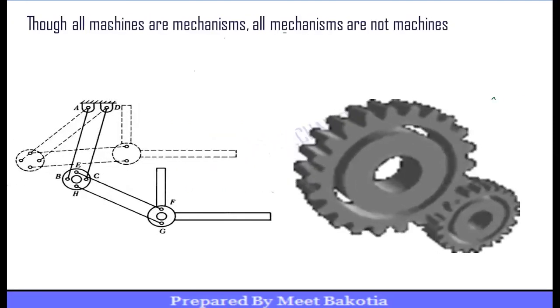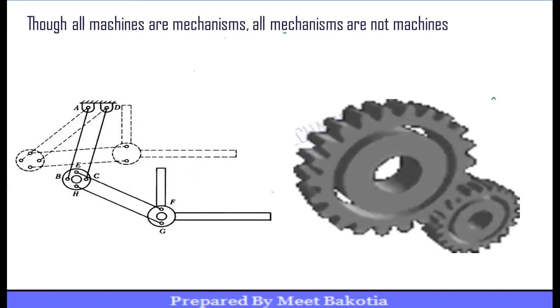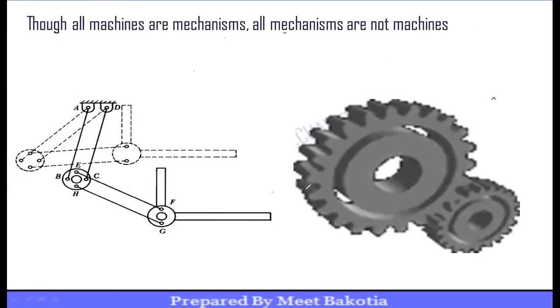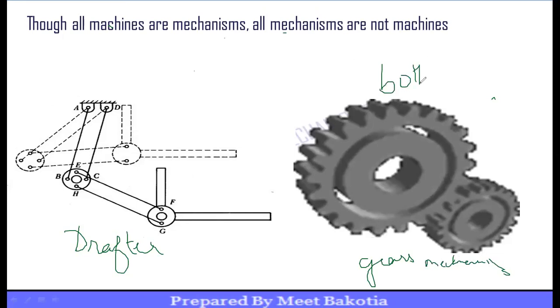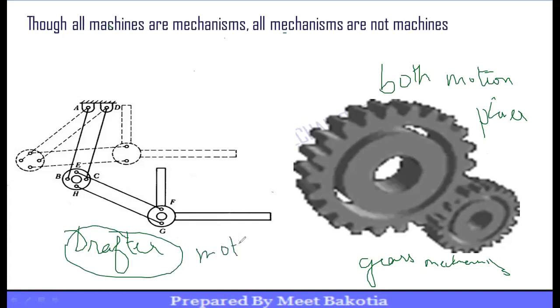Now, there's one very interesting statement. Though all machines are mechanisms, all mechanisms are not machines. And I can easily prove this with the help of these two examples. This is a drafter mechanism, right? And these are the gears which are used in the machine, right? So obviously this is the gear mechanism which is used. It is going to transmit both motion and power, because the gear drives are the power transmission devices. They transmit both motion and power, but the drafter is not going to transmit power, it is just going to transmit the motion. So I can say that this is the mechanism.